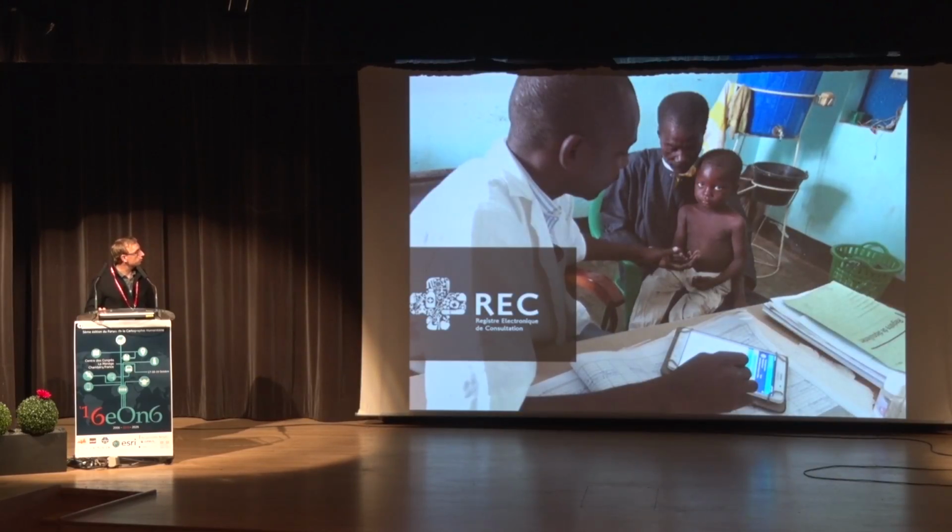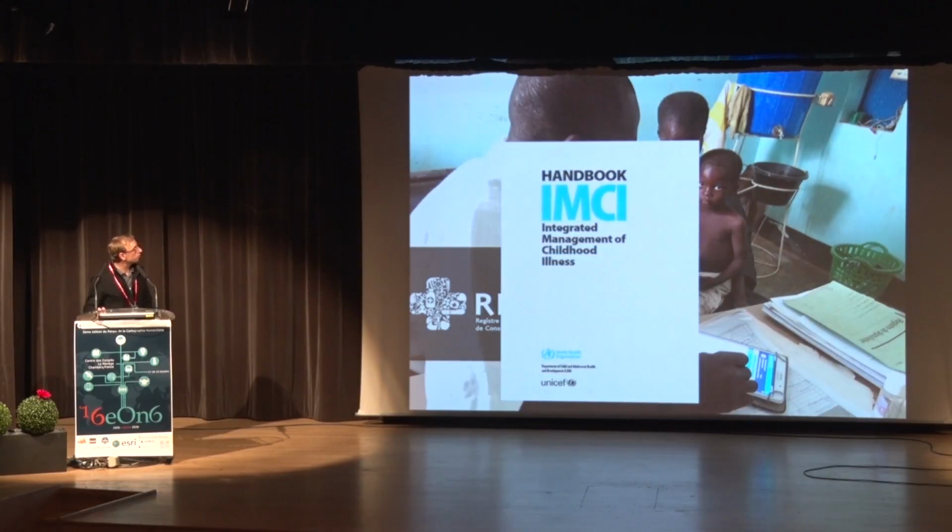Which kind of protocol do we digitalize? The idea is to digitalize a protocol called Integrated Management of Childhood Illness. It's more or less a handbook of 200 pages that a health worker is supposed to use when working in the health center. It's very complicated, and it lists the different steps a health worker is supposed to follow when a child between 0 and 5 enters the health center.